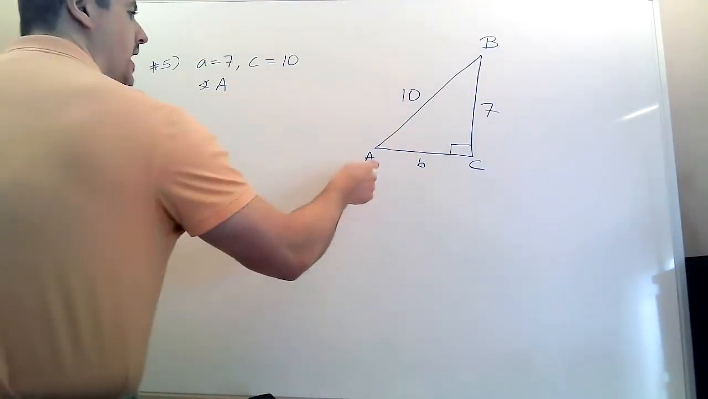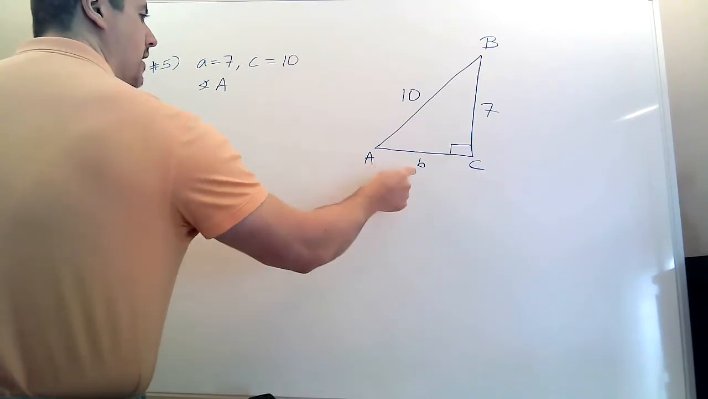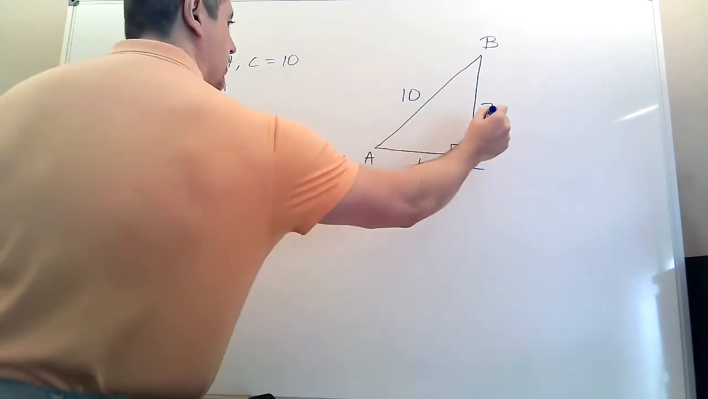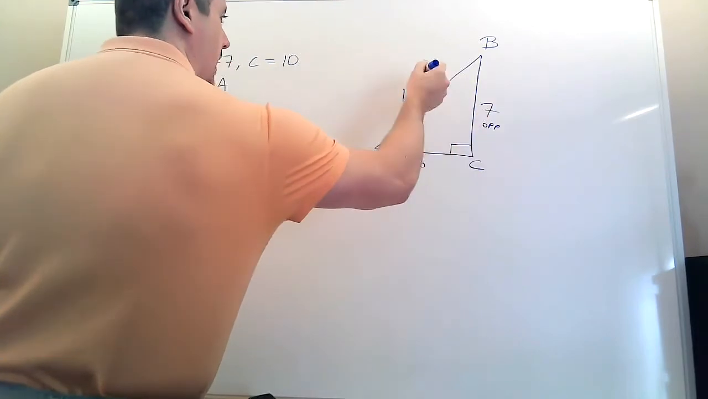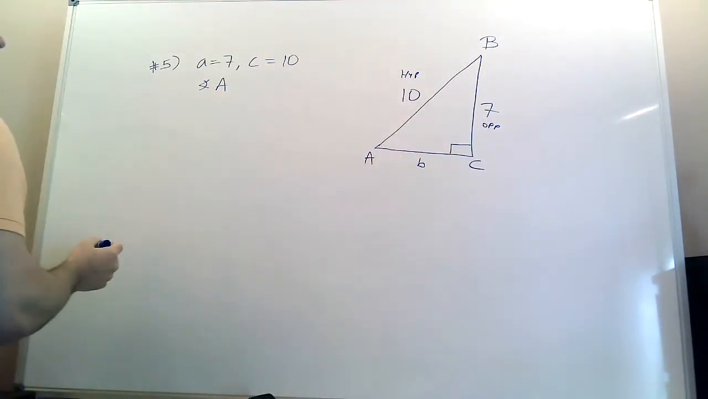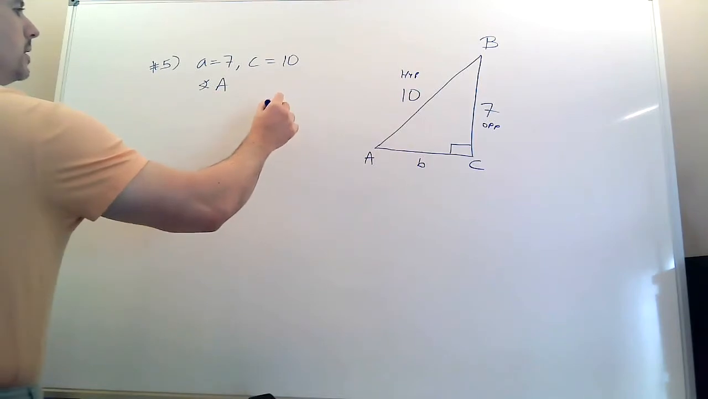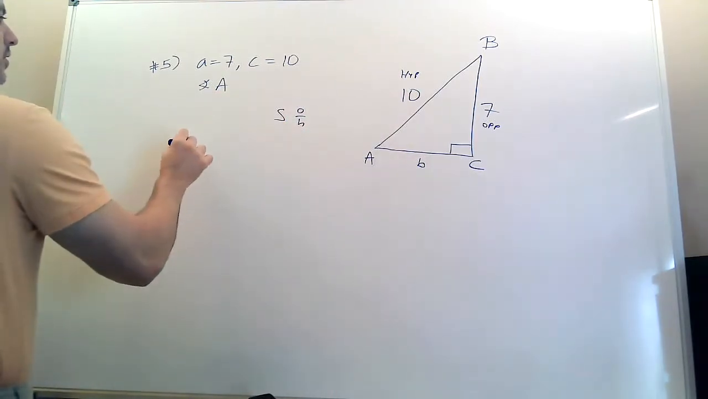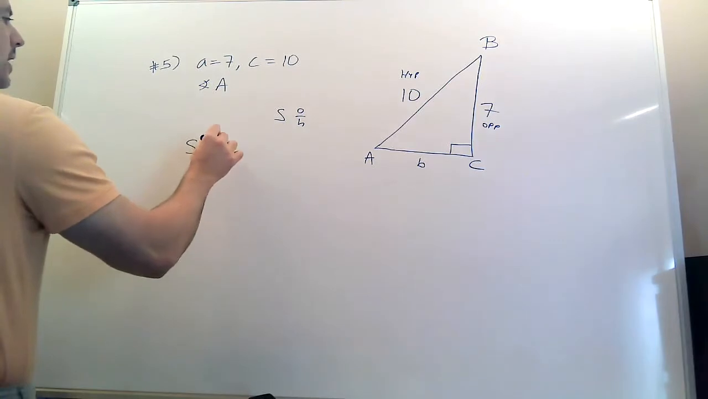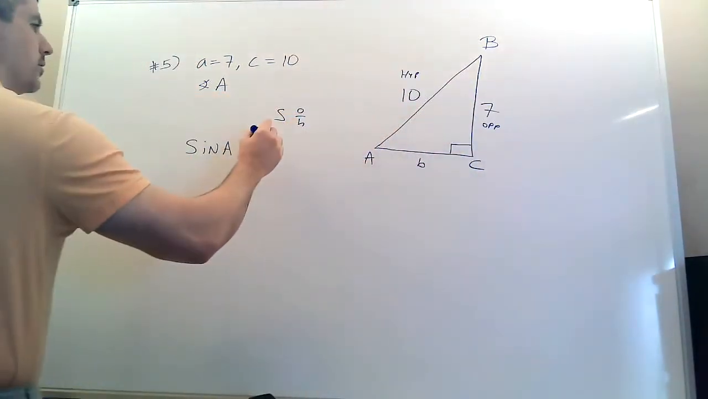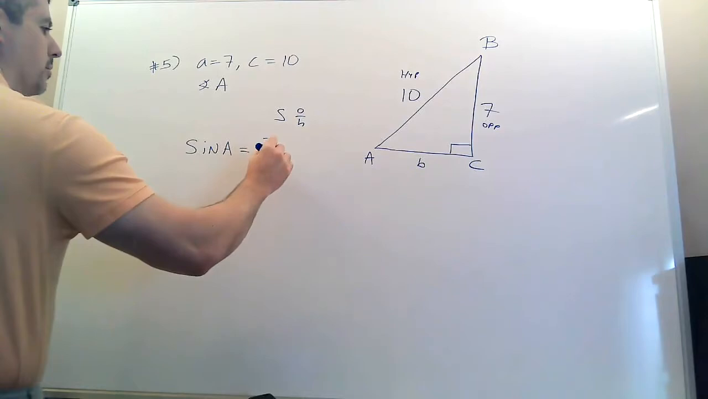So in relation to A, this is adjacent because it is touching A. This is across from A, so it's opposite. And then obviously this is the hypotenuse. That's always the hypotenuse. So I have opposite, hypotenuse. So that's going to be sine. The sine of angle A, well, I don't know angle A, but I know it's the opposite side over the hypotenuse. So I build my equation.